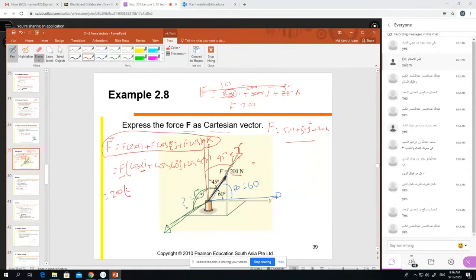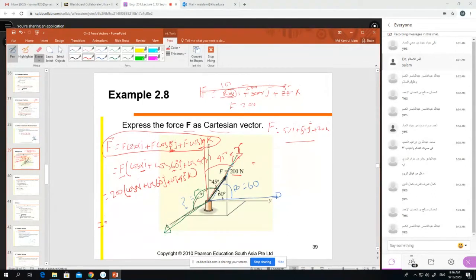So we can write cos alpha i plus cos 60 degrees, meaning beta is 60 degrees, into j plus cos 45 degrees, meaning gamma here, into k, right? We can write this one. Now we can solve it very easily. Our problem is done. Simple. Okay. Can you write down the answer for me?